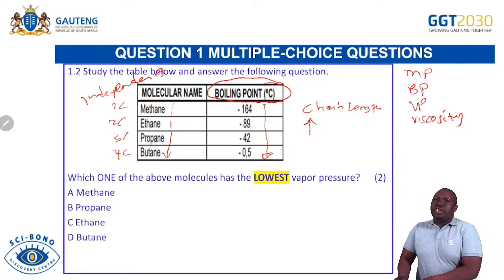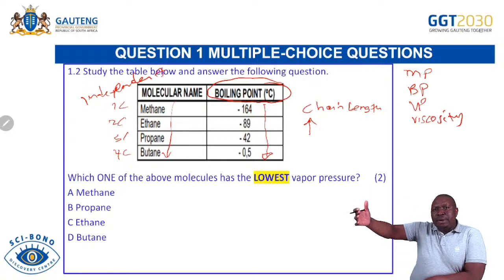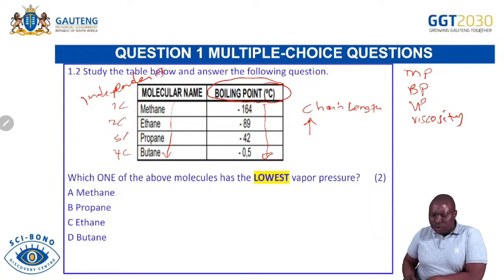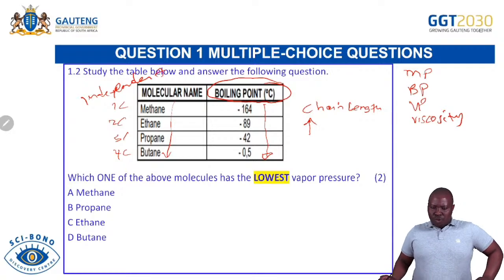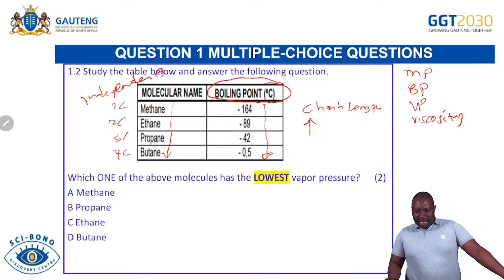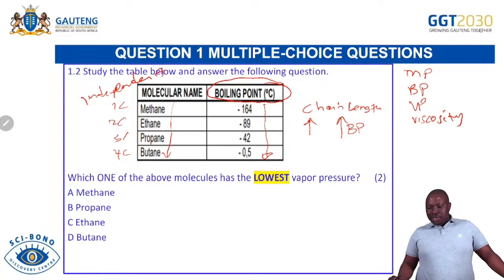This is very important for you learners to know that a bigger negative number is the smallest number. So minus 164 degrees Celsius will be the smallest boiling point, and minus 0.5 will be the highest boiling point. So you can see that as the chain length increases, the boiling point increases. So they have that relationship.